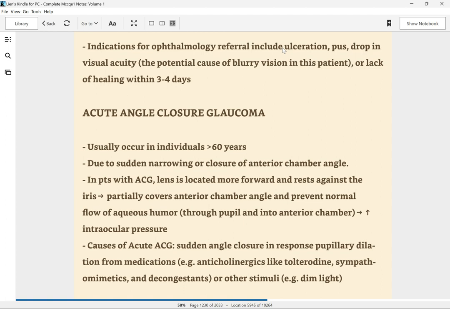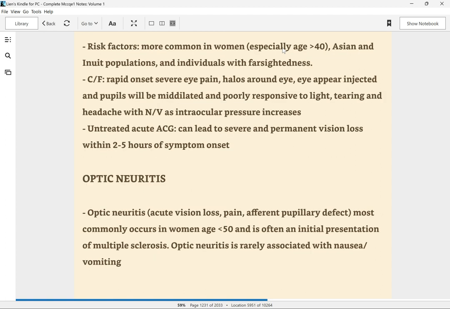Rightward arrow: increased intraocular pressure. Causes of acute AC: sudden angle closure in response to pupillary dilation from medications, e.g., anticholinergics like tolterodine, sympathomimetics, and decongestants, or other stimuli, e.g., dim light. Risk factors: more common in women, especially over age 40, Asian and Inuit populations, and individuals with farsightedness.